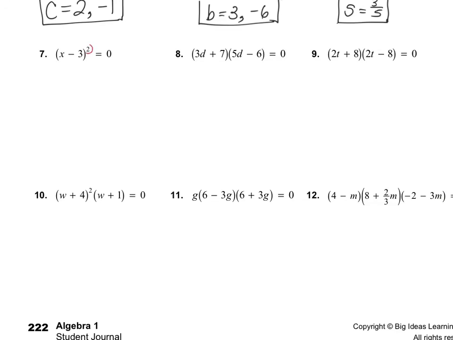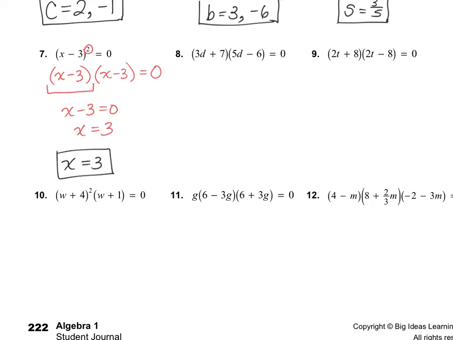When we have a square here, what this means is we have x minus 3 and we repeat it. So that means when we solve this one, we really only need to do it once. X minus 3 is equal to 0, since it's repeated again. So that means that x is equal to positive 3, and this is going to be a repeated root, so that means we just have the one answer.